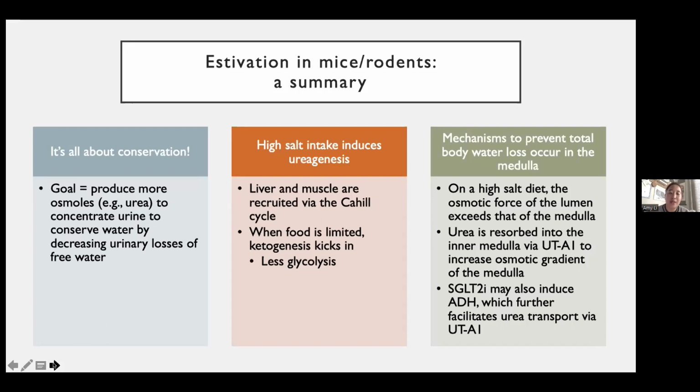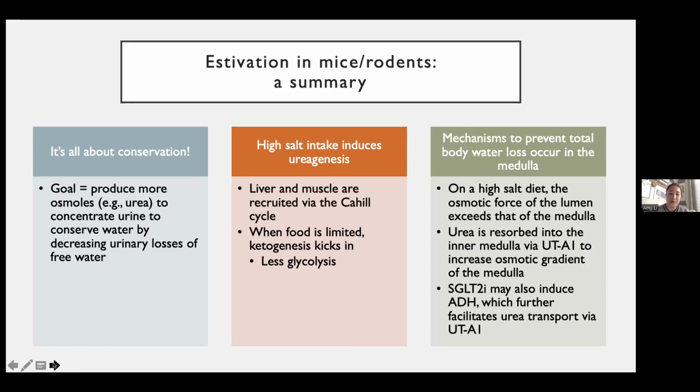The other interesting thing that I hadn't mentioned, but that was in the previous slide, was that when the urea is resorbed into the medulla via the urea transporter, the other thing that has been noted is that there's evidence that SGLT2 inhibitors also induce antidiuretic hormone, ADH, which is interesting because it further facilitates this urea transport to help with this estivation process.